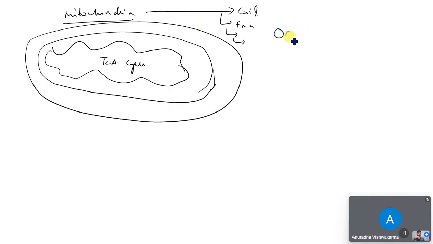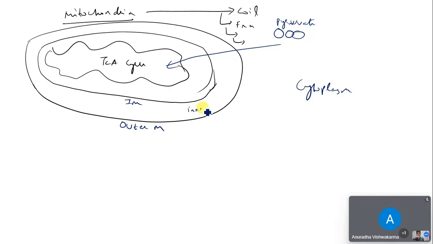The final product of glycolysis was pyruvate, a 3 carbon molecule. This is the cytoplasm, and this pyruvate has to go inside the matrix. Can it go directly? This is the outer membrane, this is the inner membrane, this is the intermembrane space, and this is the matrix. After glycolysis we have 2 molecules of pyruvate. Can it directly go into the matrix? No, sir. Is there a special transporter for it?